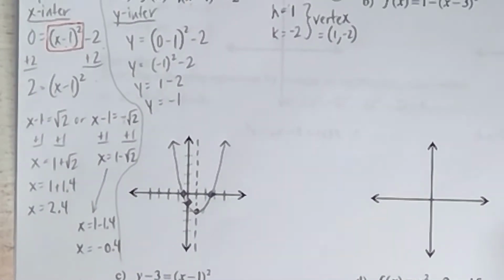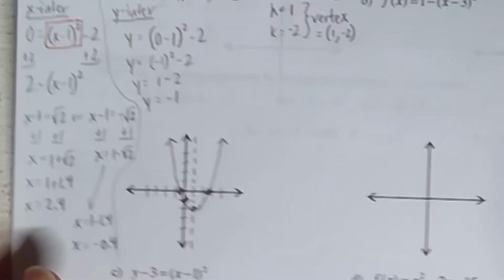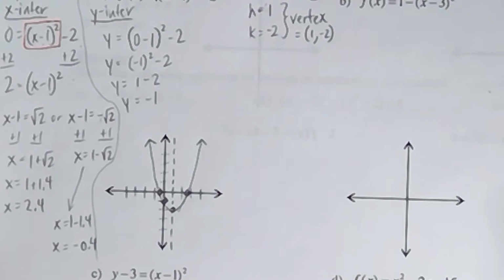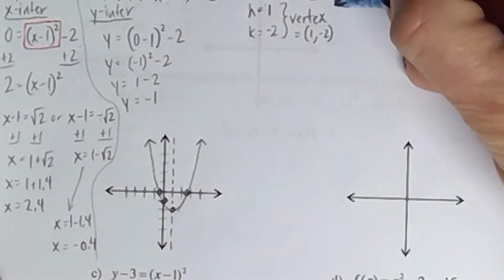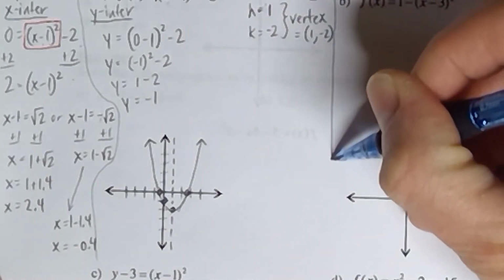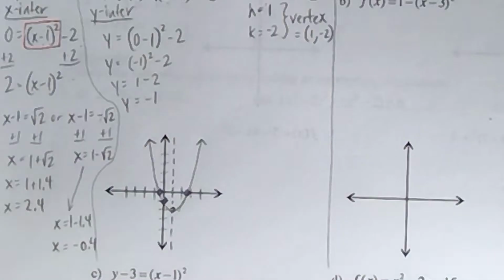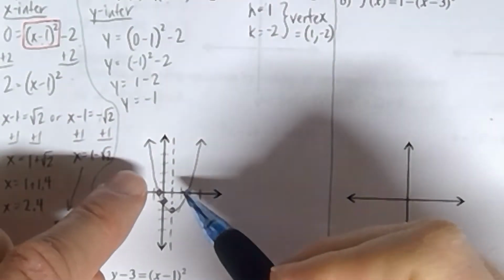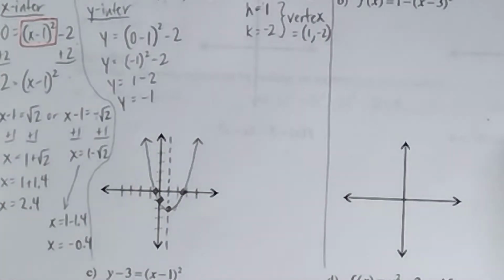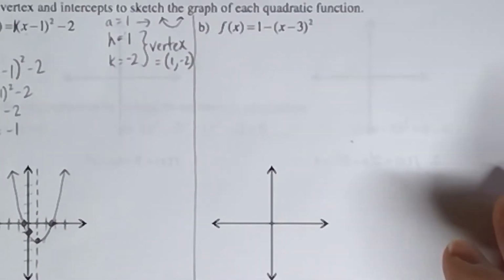So you need the vertex, you need your intercepts, and then you just need to draw the shape using the guidelines we just talked about. Smooth turn, okay, arrows on both ends, all right, and make sure both sides look the same width. All right, let's try that again now.